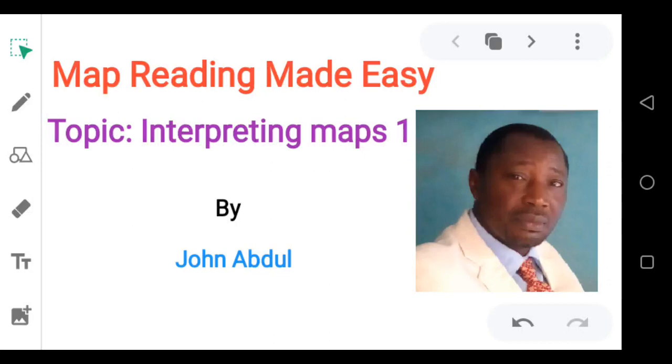In today's topic, we are going to look at how to interpret maps. Interpreting maps. This is the whole essence of map reading. And we need to be conversant with how to interpret maps.